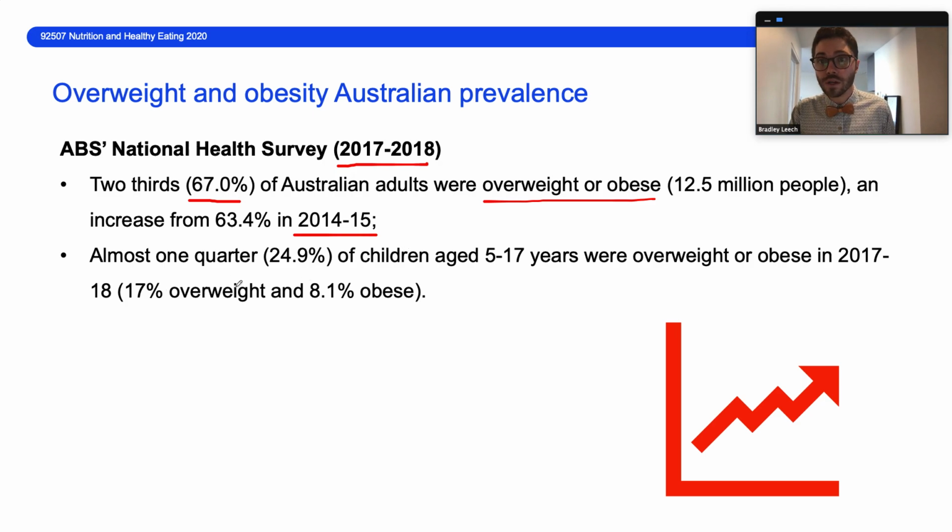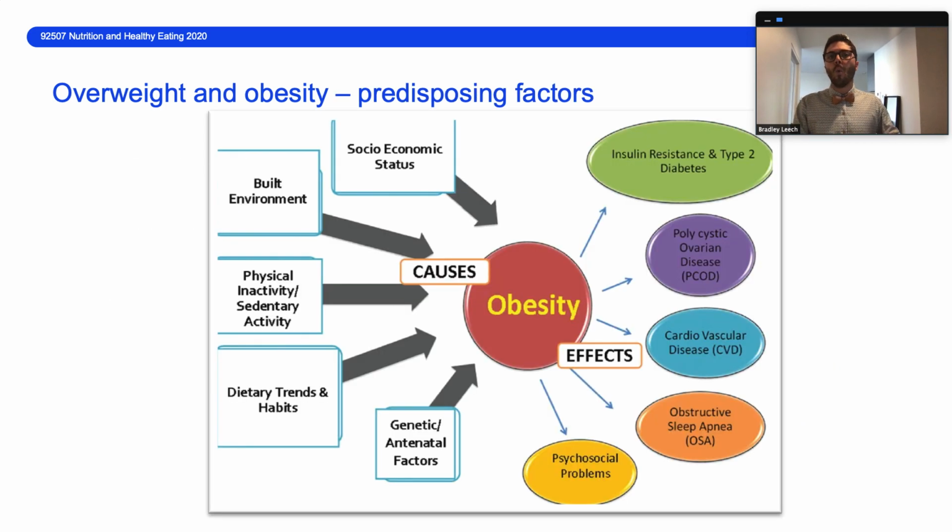Almost 1/4, so that's 24, we'll say 25% of children aged between 5 and 17 years old were overweight or obese in this 2017-2018 period. Okay, what is the cause and effect of obesity?